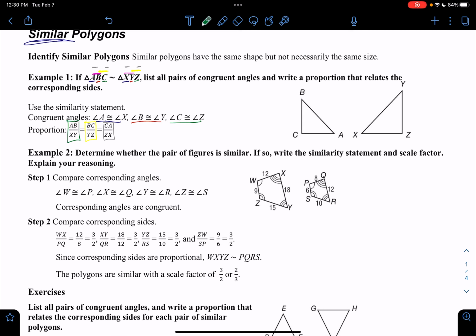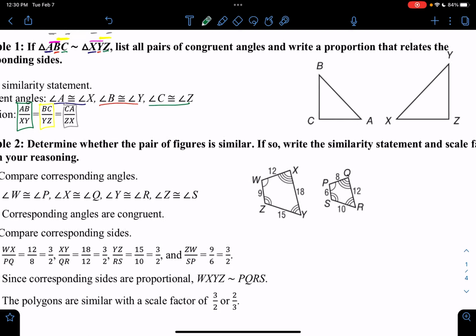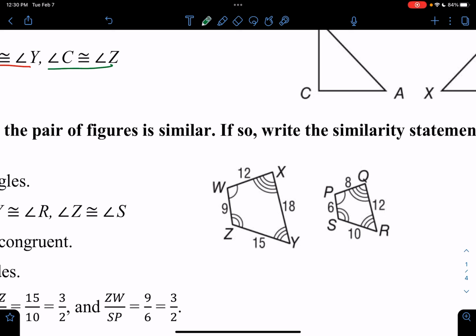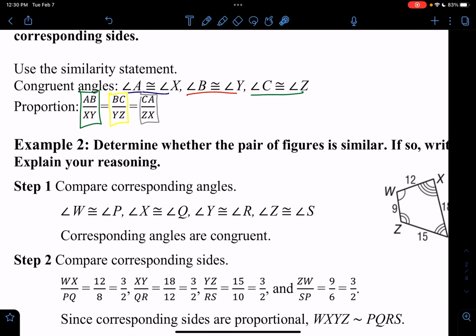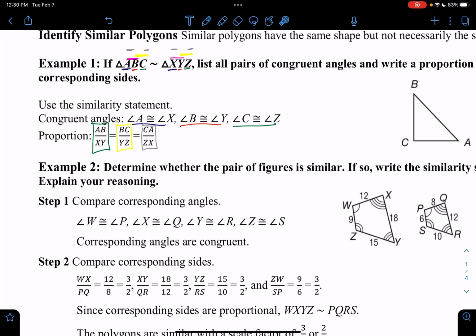So when they do not tell you that they are similar, can you calculate the proportion? Let me take a look. I see one marking at W and one marking at P. Those two angles are congruent. Two markings, congruent. Three markings, congruent. Four markings and four markings, congruent. So all these angles are congruent. So far it looks good. Now I need to know, is the proportion the same?